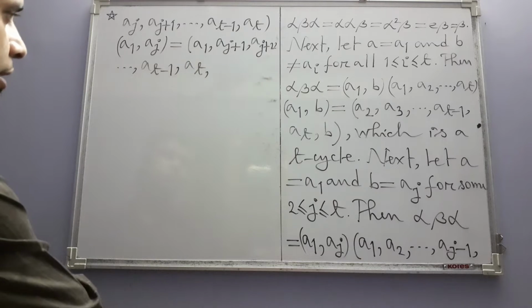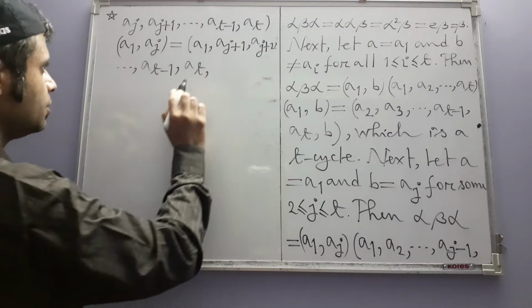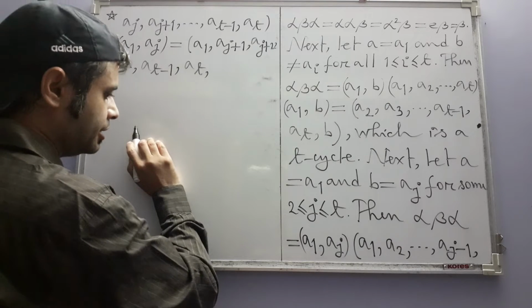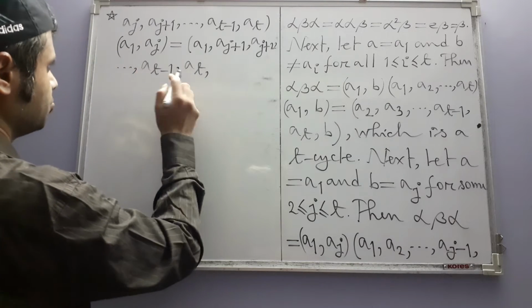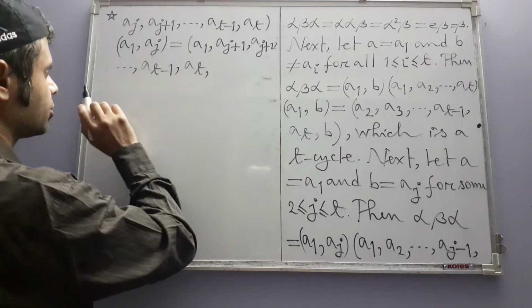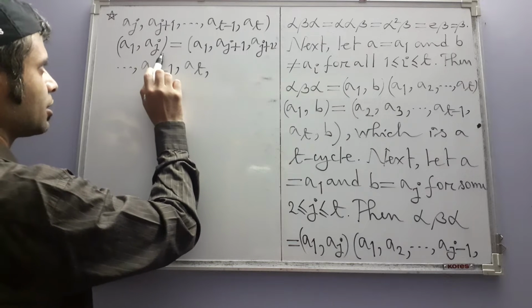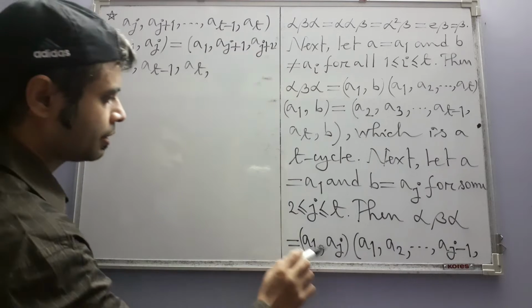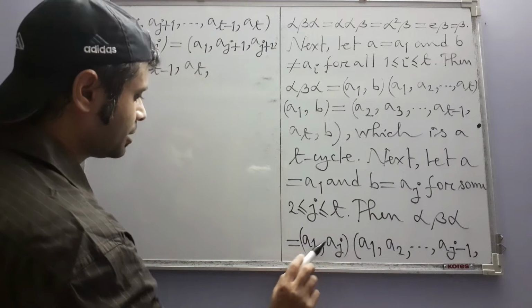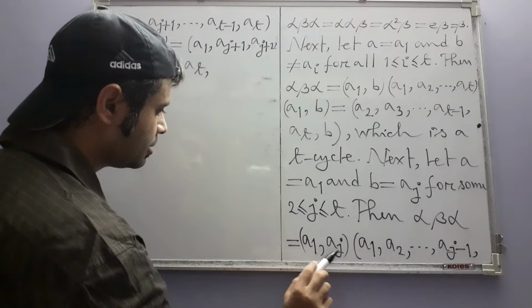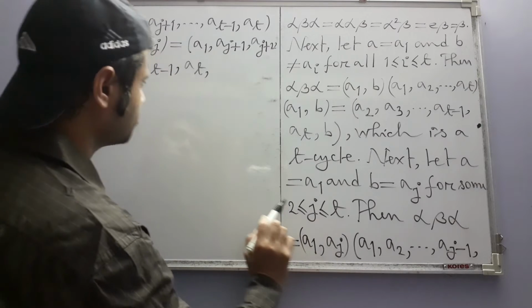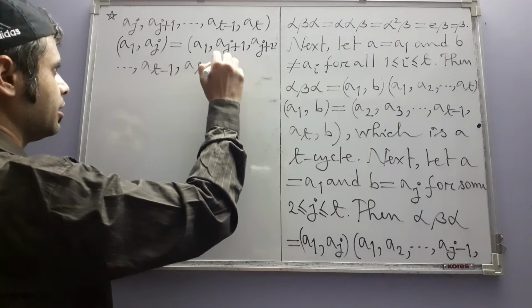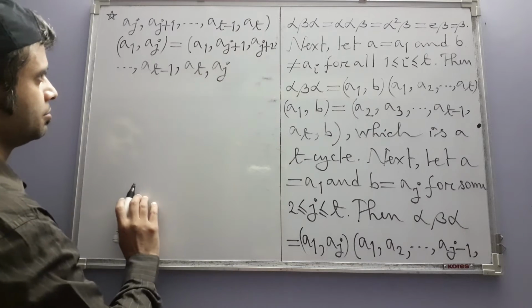Okay, so we get to a_t, but now we look at a_t. Because we have already assumed that t is not equal to j, this one does not affect a_t. This one sends a_t to what? a_t back to a_1, but then that a_1 actually is sent to a_j by this one. So that means after a_t we will have a_j.